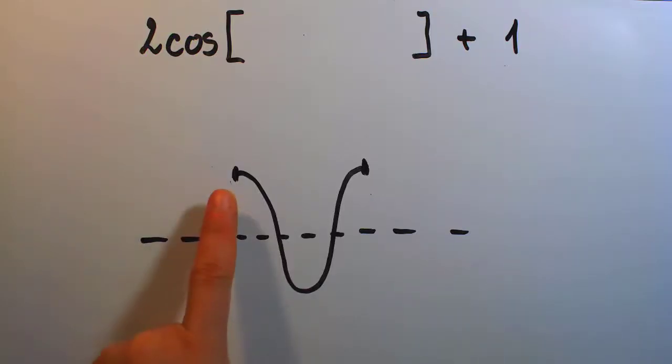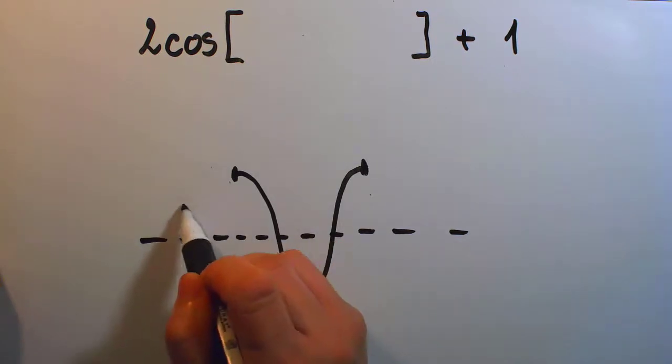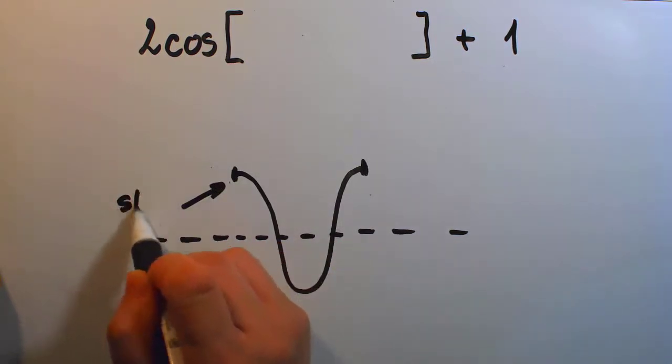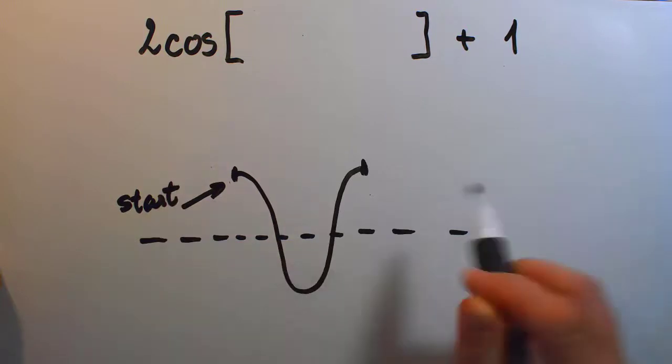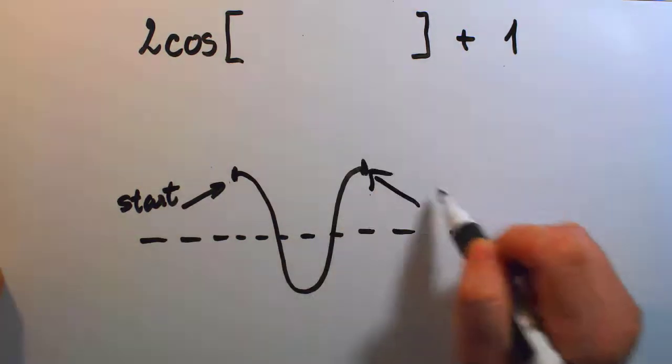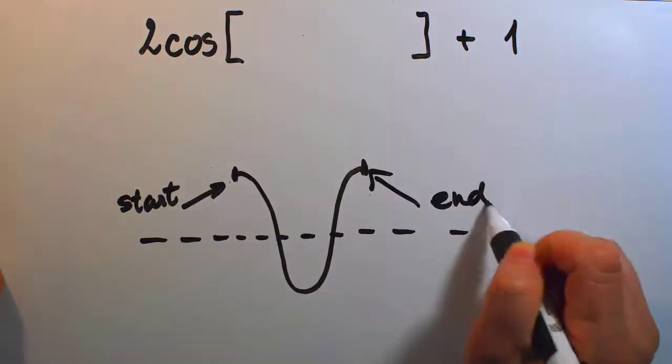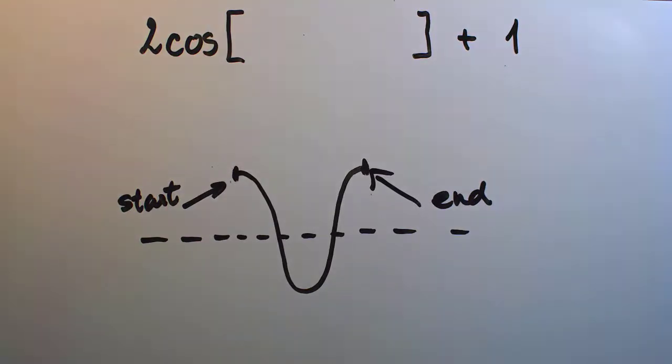And then once we have in mind the fundamental shape of the base unit of the cosine function, we're going to start finding where this base unit starts, as well as the x coordinates where this base unit ends.